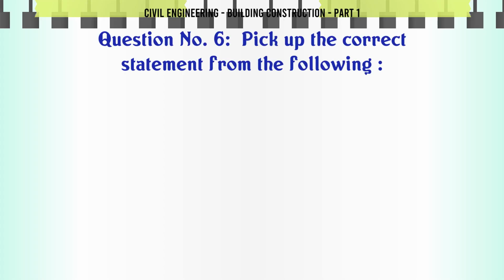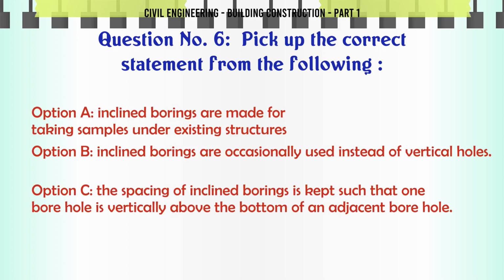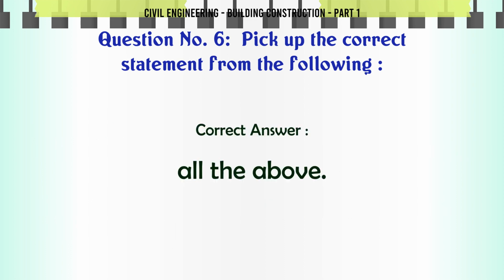Pick up the correct statement from the following. A. Inclined borings are made for taking samples under existing structures. B. Inclined borings are occasionally used instead of vertical holes. C. The spacing of inclined borings is kept such that one bore hole is vertically above the bottom of an adjacent bore hole. D. All the above. The correct answer is all the above.